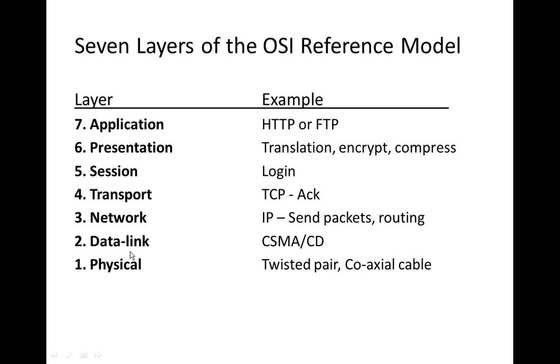Layer 2, the data link layer, is used to eliminate or at least reduce collisions. And we already saw that CSMA/CD, Carrier Sense Multiple Access Collision Detect, is a protocol which is burned into the firmware on a network interface card for the purposes of reducing collisions. And then the purpose of the network layer is to send packets. And of course, IP is the perfect example. The purpose of the transport layer is acknowledgments and flow control. And of course, we've discussed the TCP protocol before.